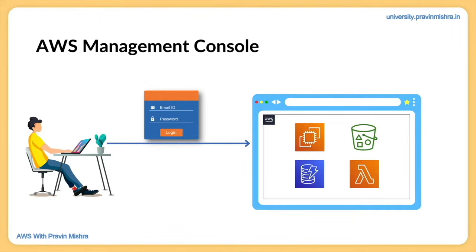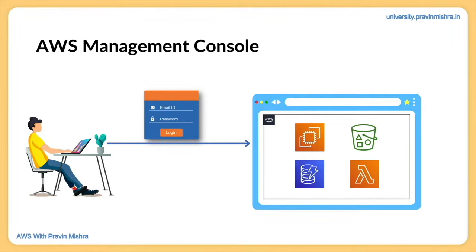For example, imagine you need to launch a new EC2 instance, which is a virtual machine in AWS. With the Management Console, you can easily navigate through the options, select your instance type, configure settings, and launch it, all through a few clicks. This we will cover in the EC2 section. I'm just mentioning it here because with a few clicks you will be able to launch a virtual machine from the AWS Management Console.